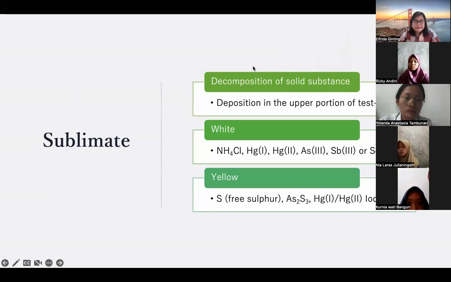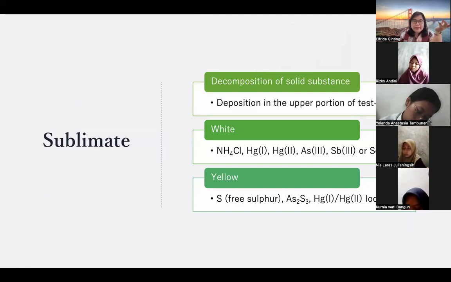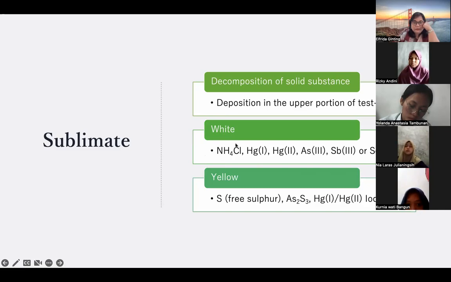Now, sublimate. Sublimate means you have a solid and it can change into a gas. Sublimation basically is a decomposition of a solid substance, so you can test it. For example, ammonium chloride, mercury 1, mercury 2, arsenic 3, antimony 3 and selenium 4 all have a white color.